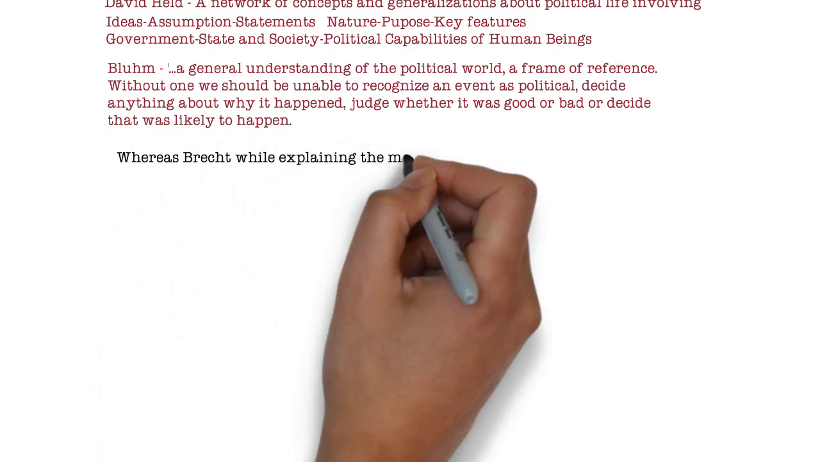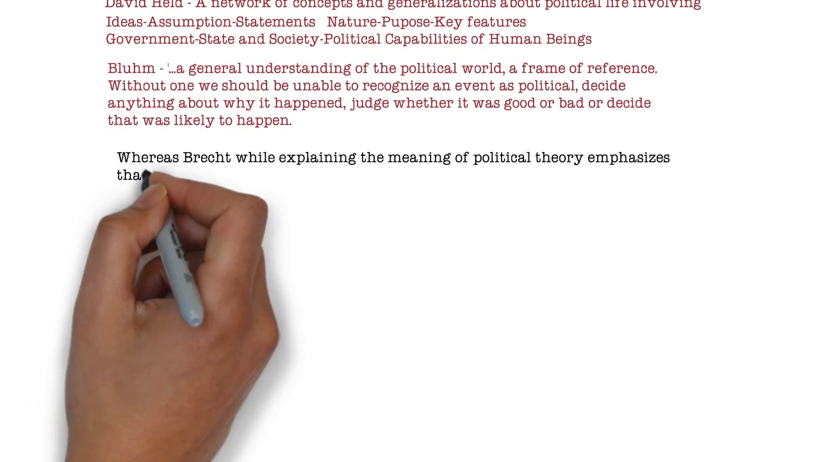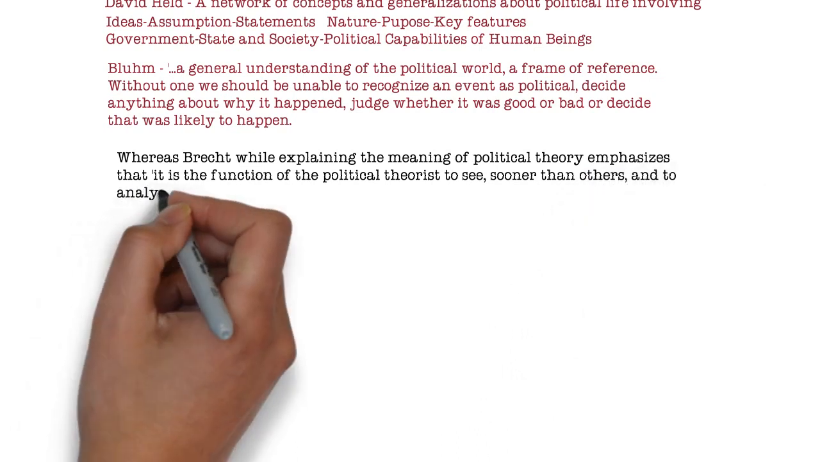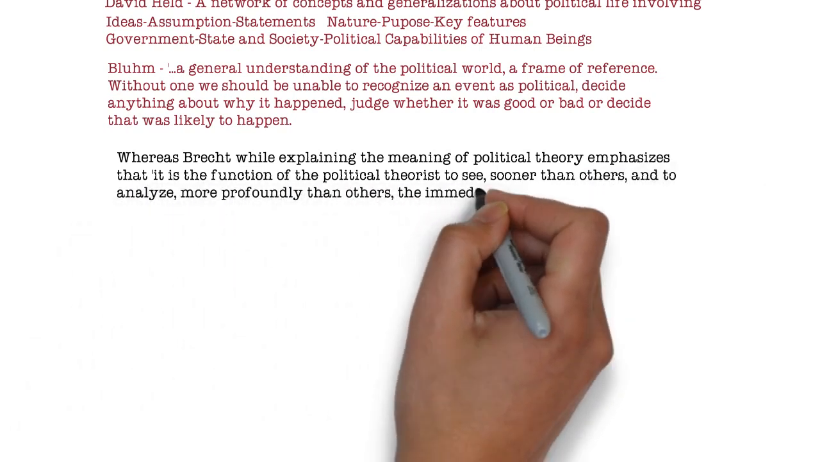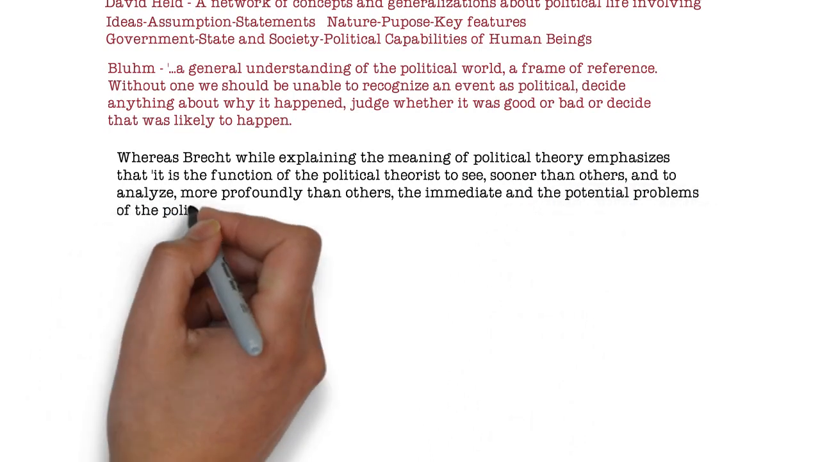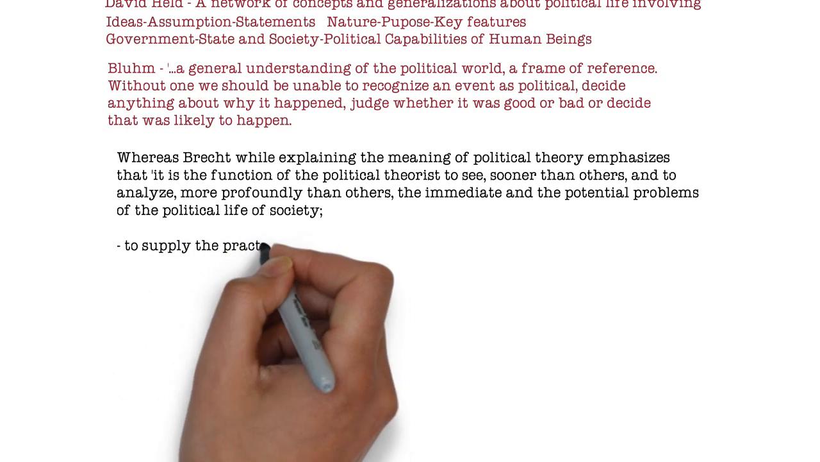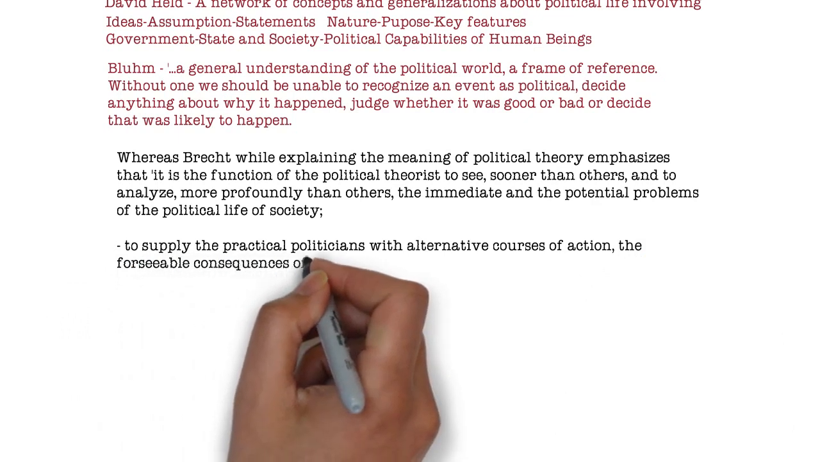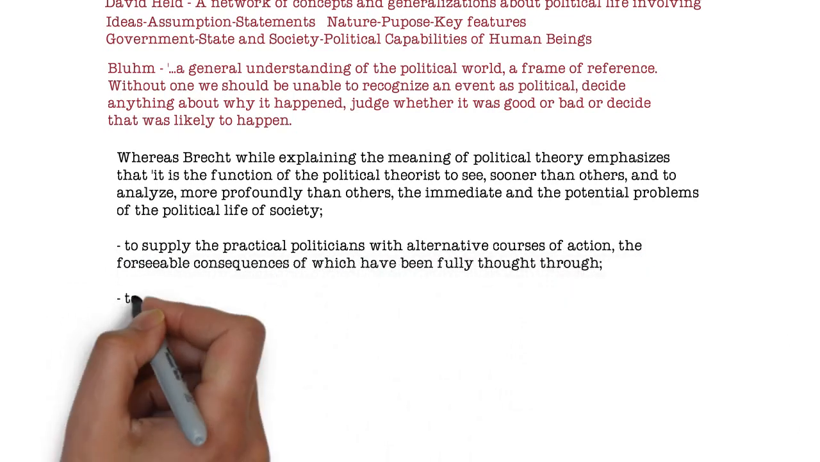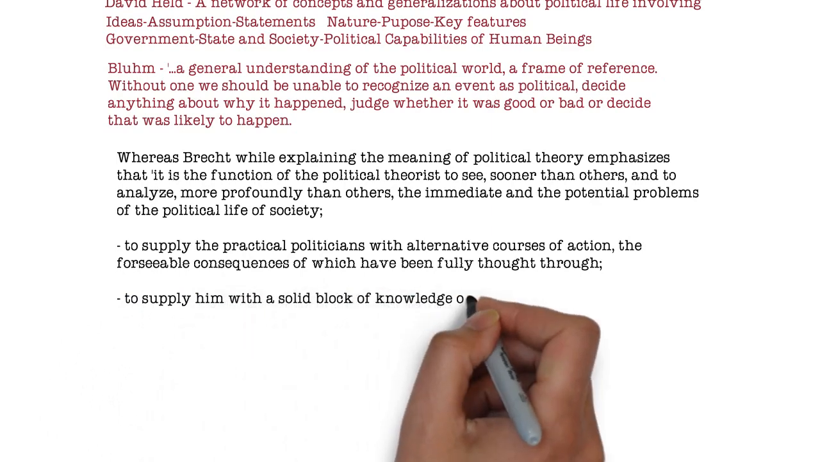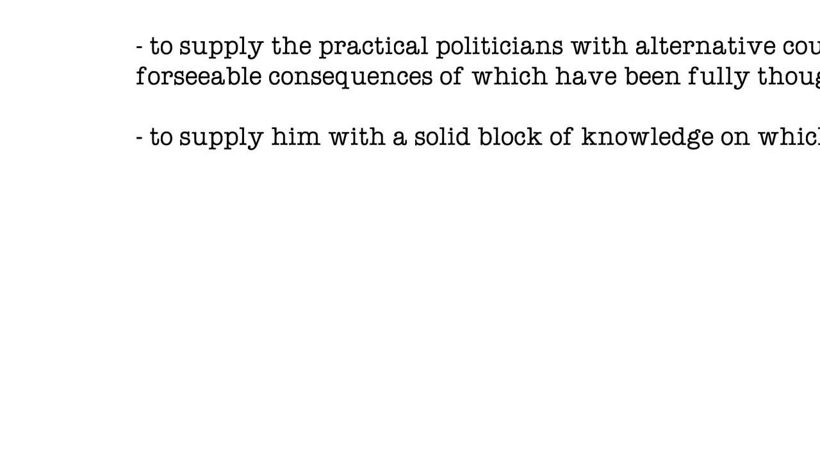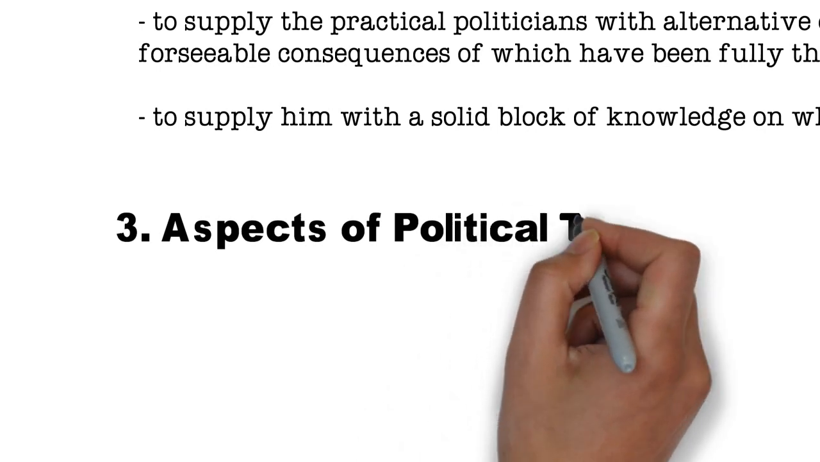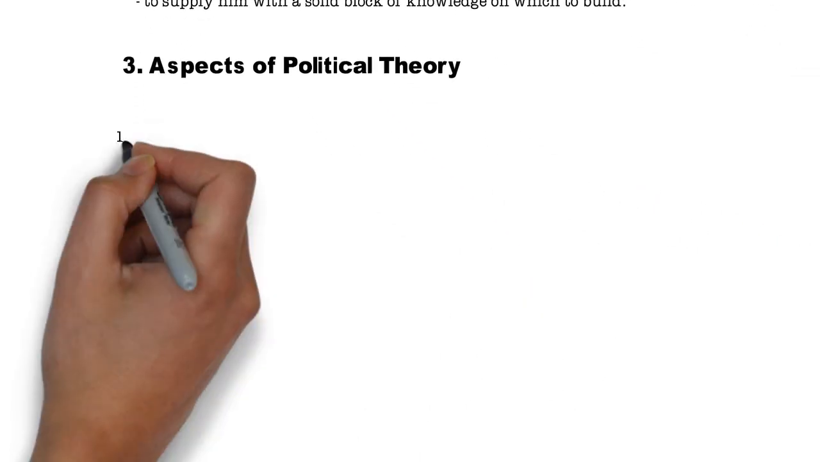Whereas Brecht, while explaining the meaning of political theory, emphasizes that it is the function of the political theorist to see sooner than others, to analyze more profoundly than others the immediate and the potential problems of the political life of society, to supply the practical politicians with alternative courses of action, the foreseeable consequences of which have been fully thought through, to supply him not only with brilliant ideas but with a solid block of knowledge on which to build.